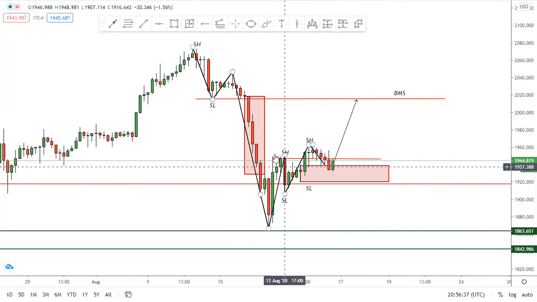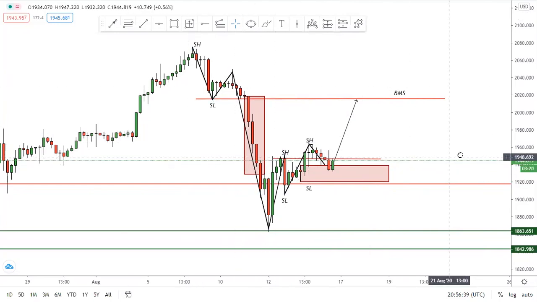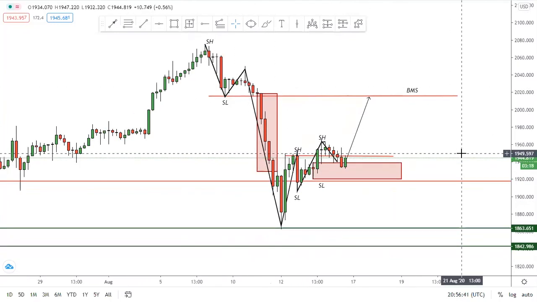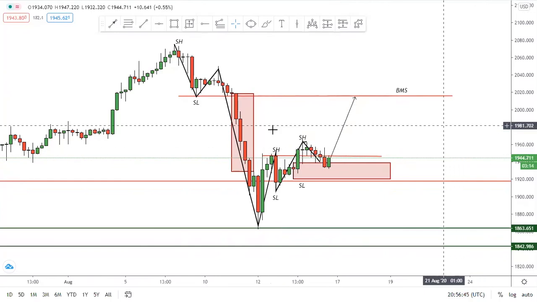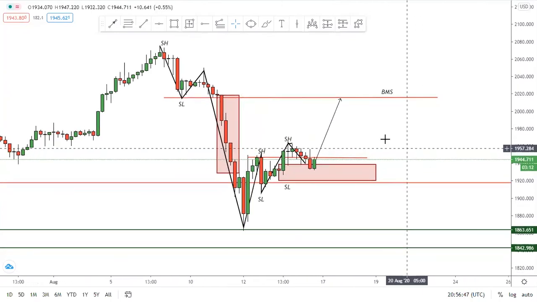Gold is very volatile. Those of you who are funding 10,000 and above, you can be trading gold. Your money is big. So if you apply risk management and you trade gold, you can make money.